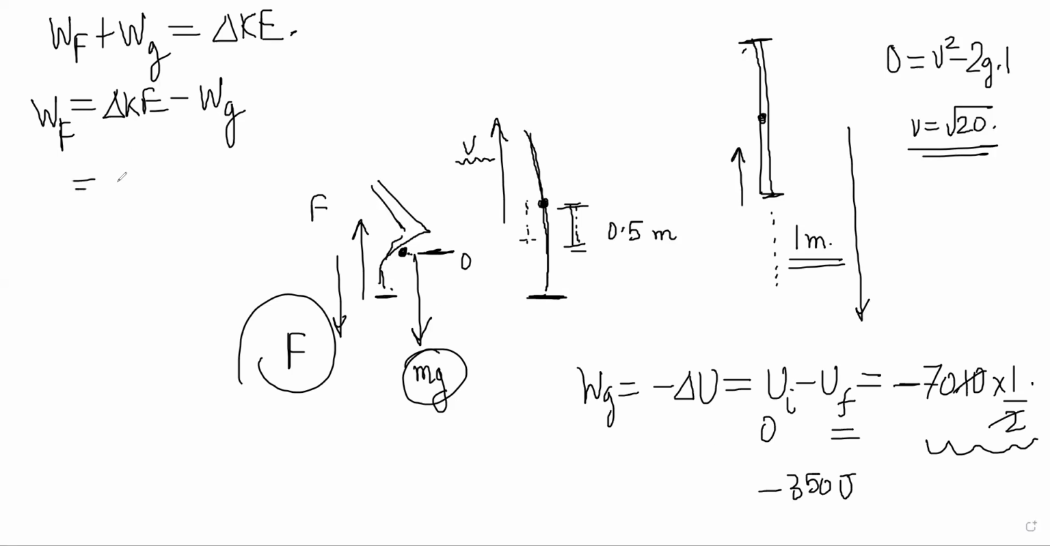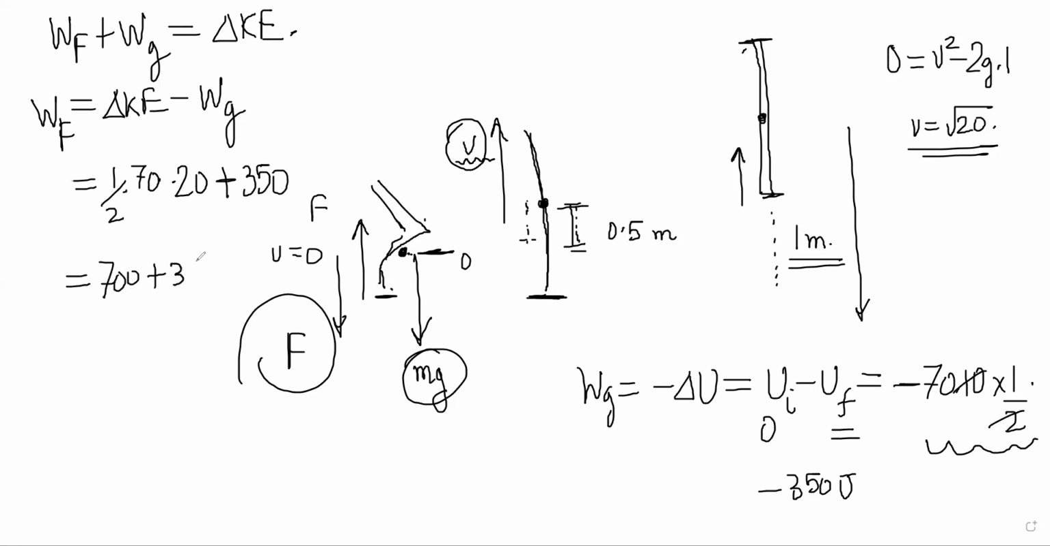So you get change in kinetic energy: the final velocity at this location minus initial velocity was 0. So half into 70 into V square is 20 minus work done by gravity, which is negative. So plus 350, right? So this is 700 plus 350, and this is 1050 basically joule. This is the work done by force F, right?